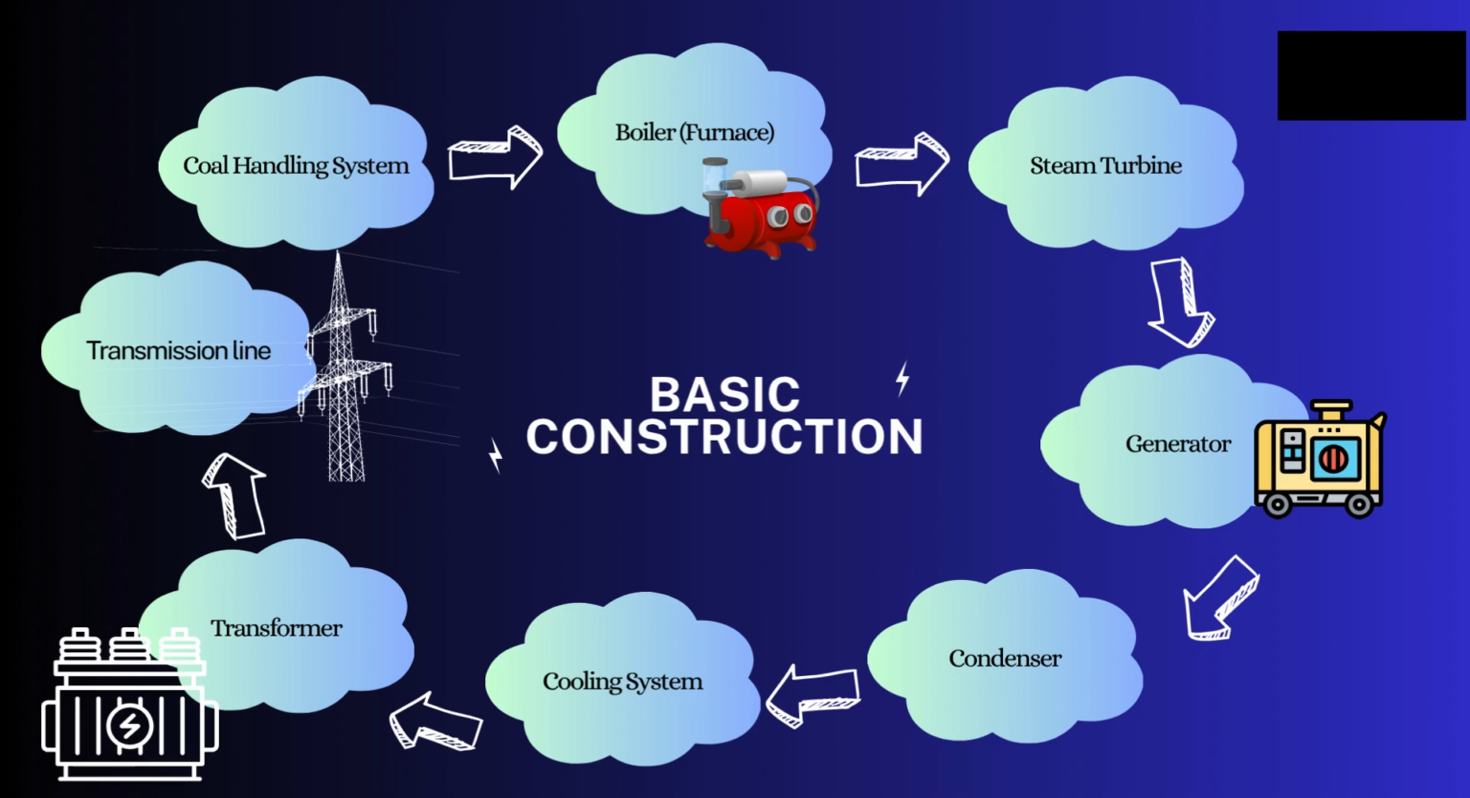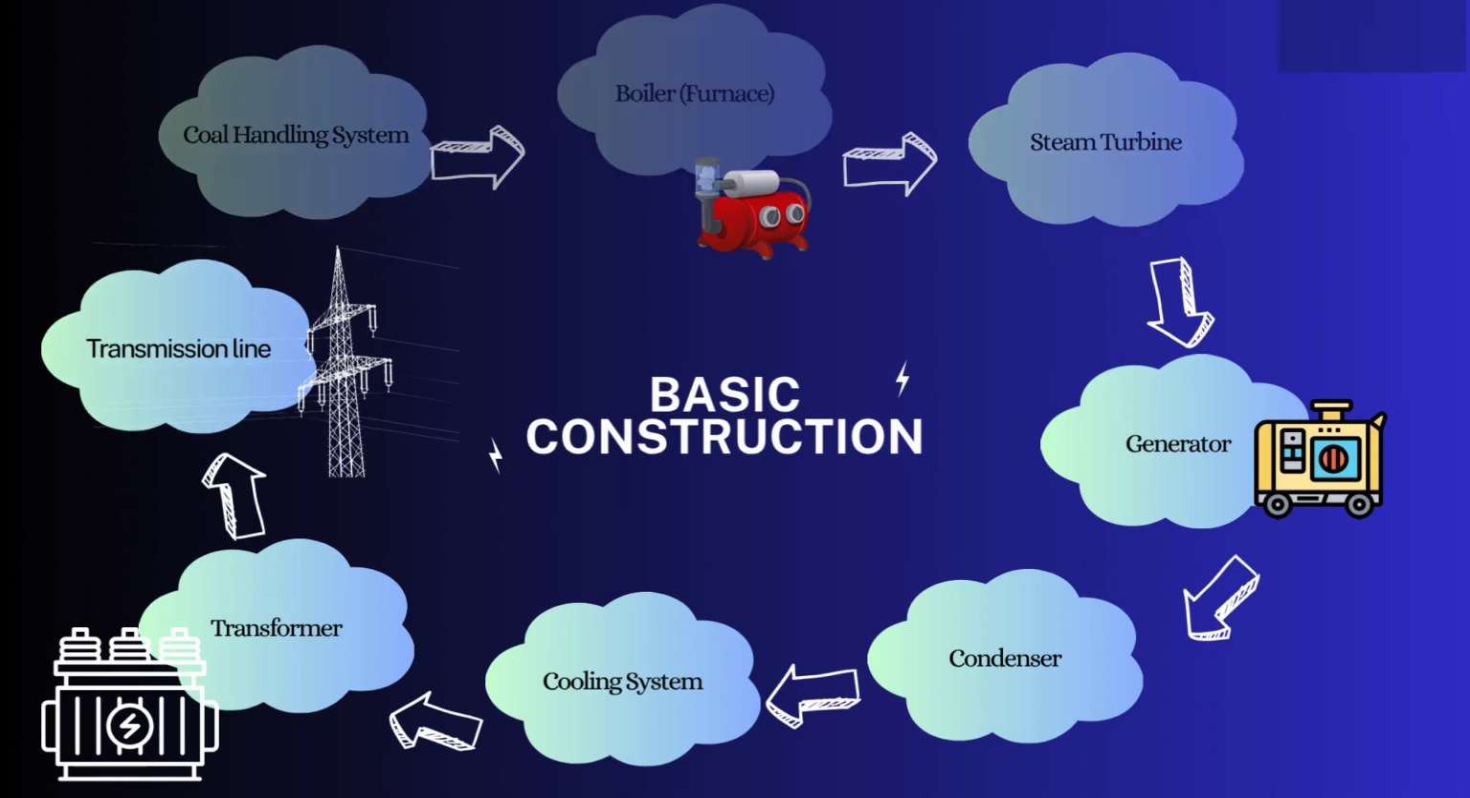And then transmission line. Transmission lines carry high voltage electricity over long distances from the power plant to substations near load centers. The high voltage minimizes energy losses during transmission.